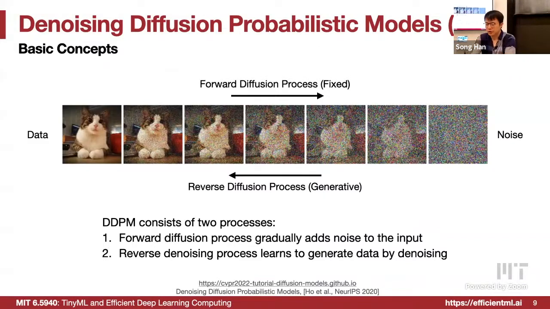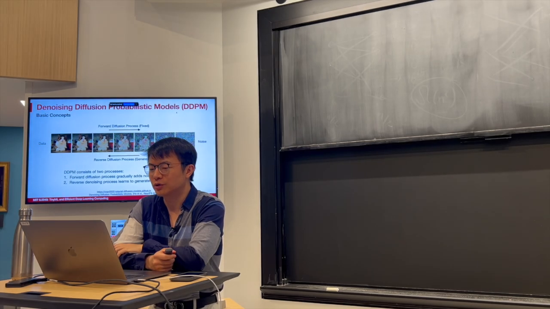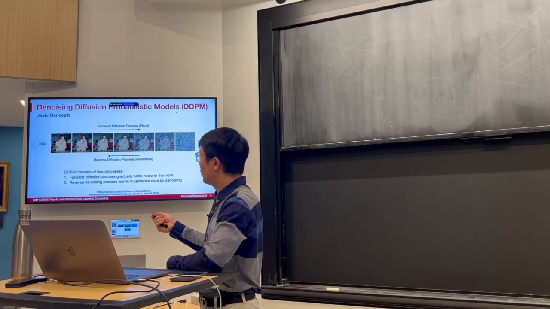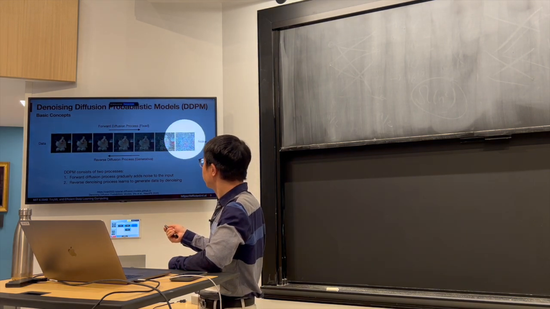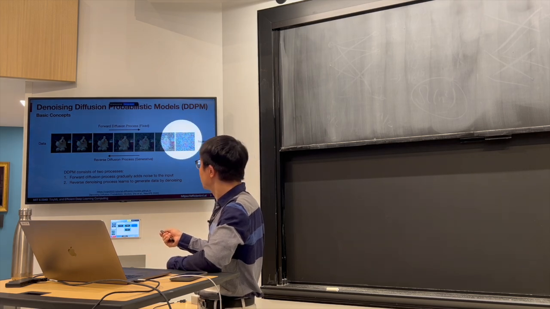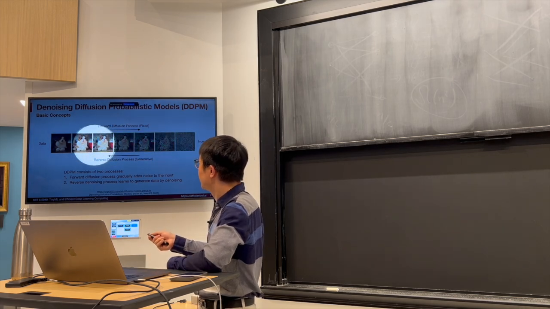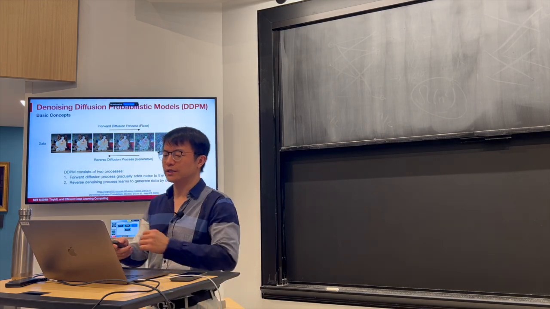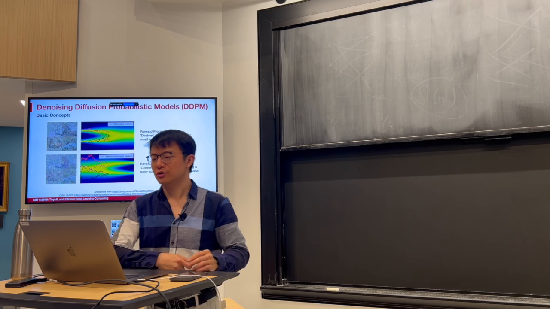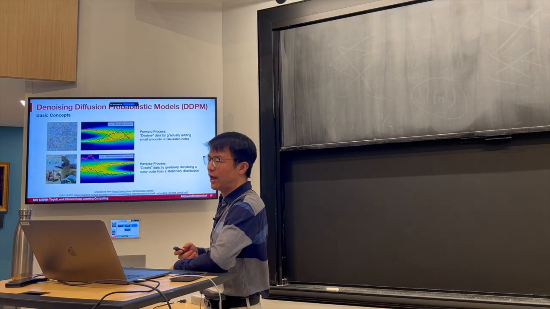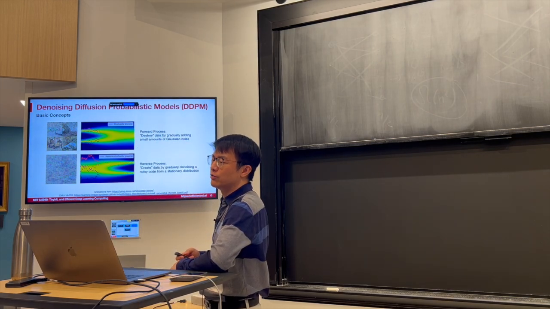So there are two concepts. One is the forward diffusion process. The other is the reverse diffusion process. During the forward diffusion process, we try to add noise to the data, so the data becomes noise. In the reverse process, we gradually denoise and reveal the data. This can be illustrated in this image. The first is the forward pass. The second one is the reverse pass.